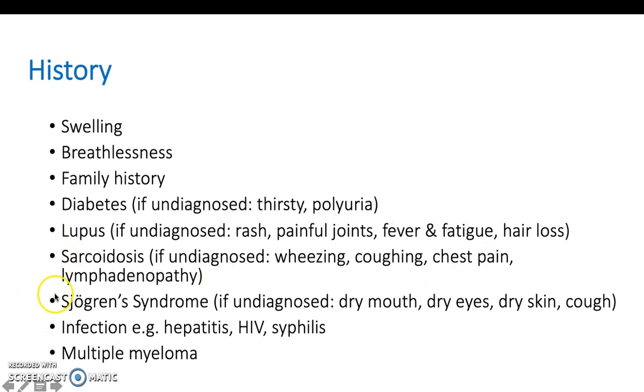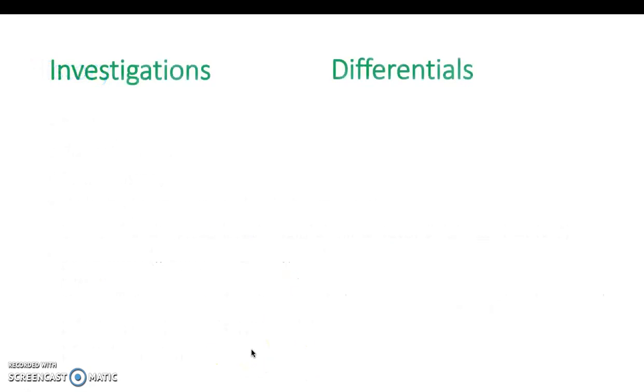Some of these are quite rare but important to think about and good revision to go over sort of the symptoms you'd see. Sarcoidosis, it can affect any body system. It's where you get accumulation of granulomas, and this is most commonly in the lungs, skin and lymph nodes, hence why you get some chest pain and wheezing and then lymphadenopathy.